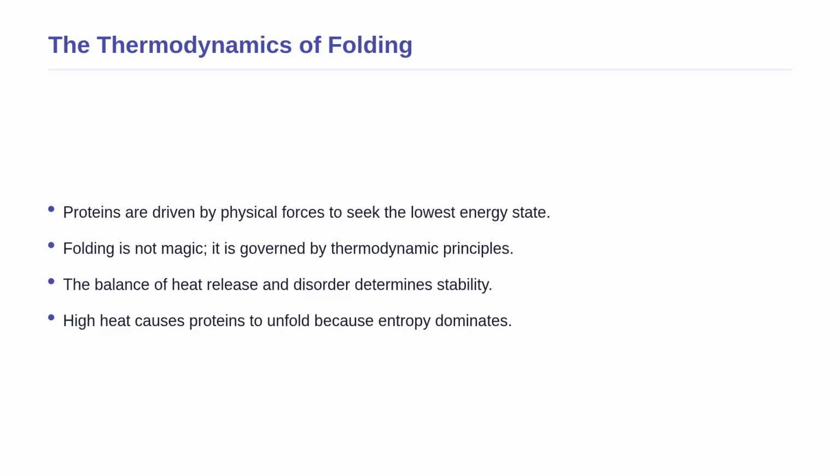The stability of a folded protein domain is a delicate balance between the heat energy released when favorable bonds form and the loss of flexibility or disorder in the system. When temperatures increase significantly, the disorder term dominates, which is exactly why high heat causes proteins to unfold or denature.